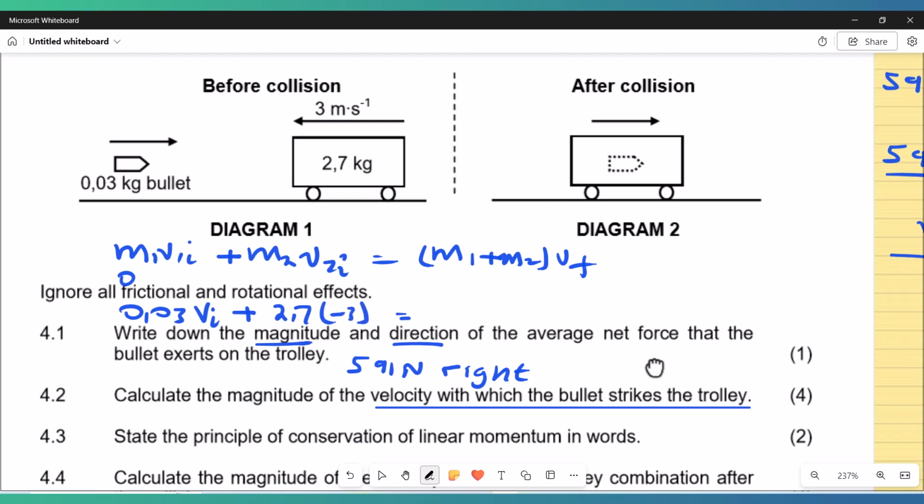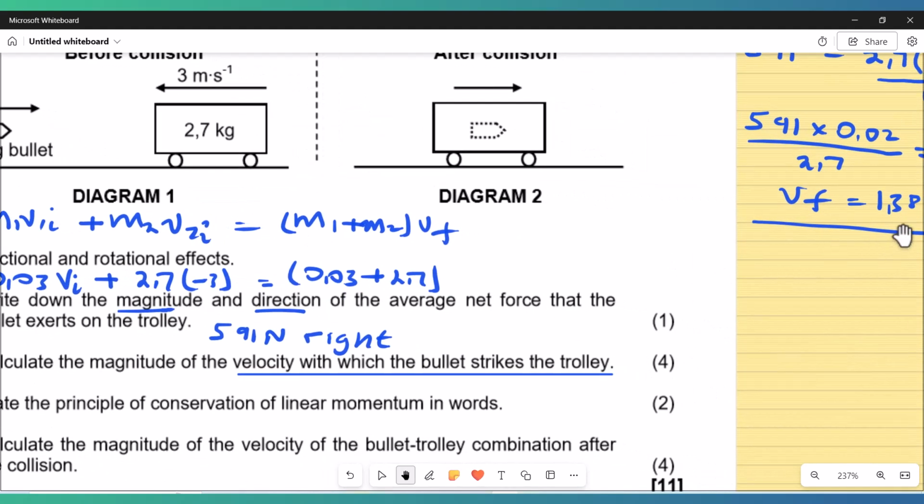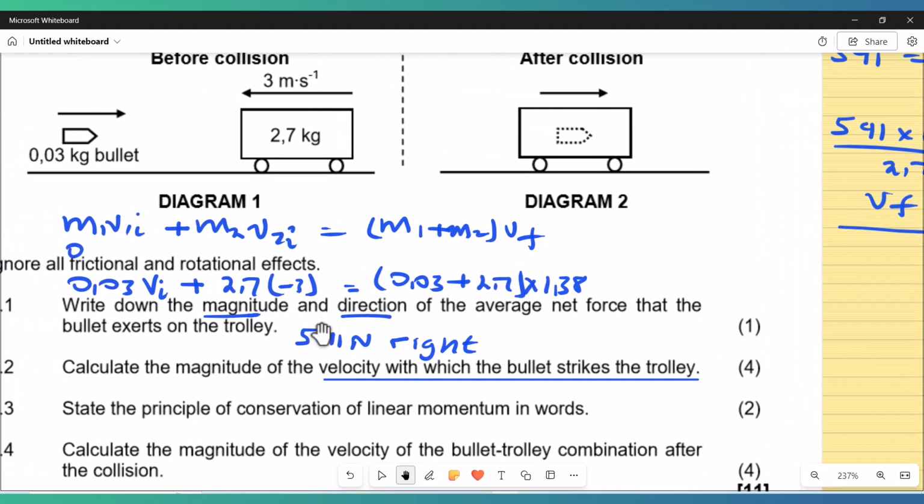Then equals to, in brackets here, 0,03 plus 2,7, times this V final, that's what I just got now, guys, which is 1,38. Okay, so I'm putting 1,38 times 1,38. So because of the minus 2 here, it's going to become positive this side, 59. Then I'm going to divide by 0,03 and get my initial for the bullet.